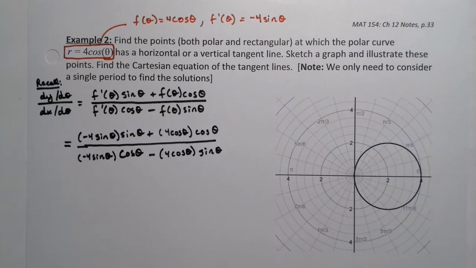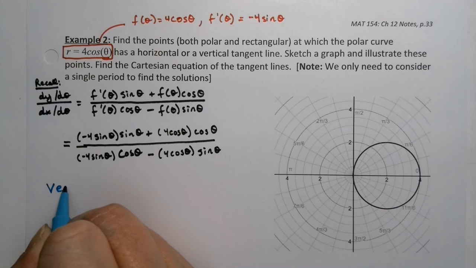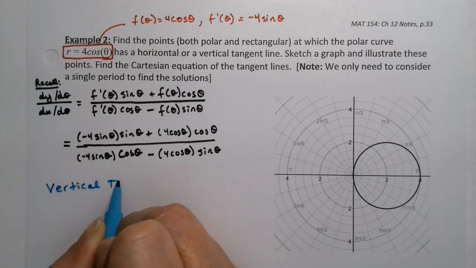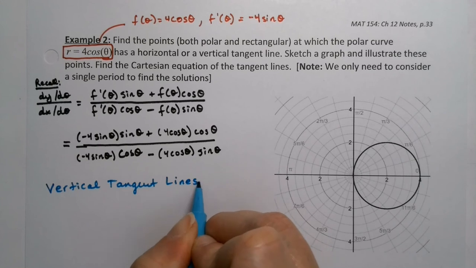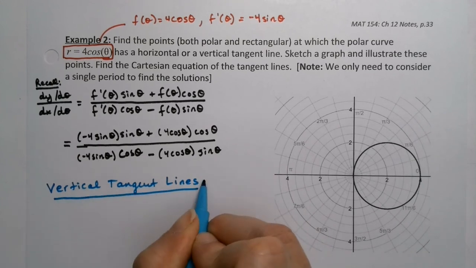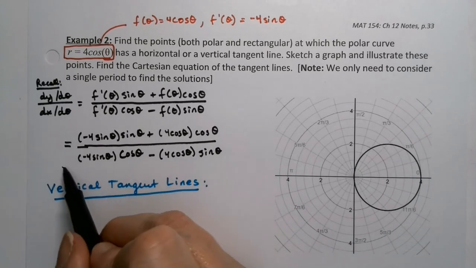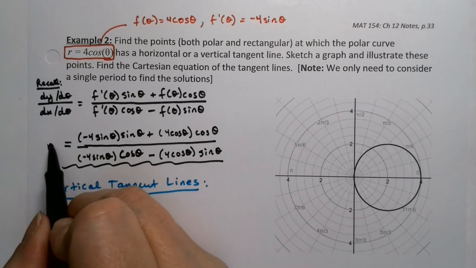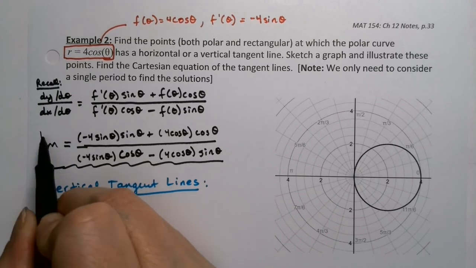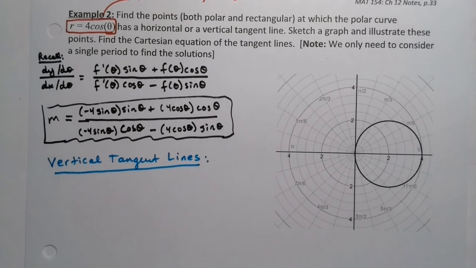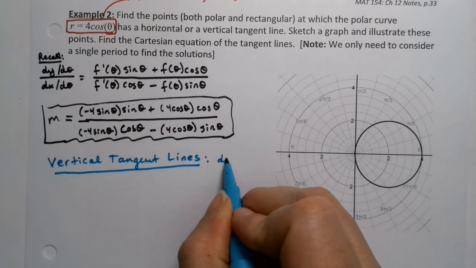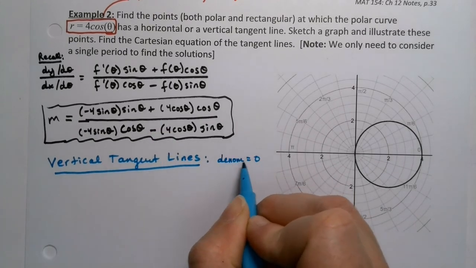When I want vertical tangent lines, the vertical tangent lines are going to have a denominator equal to 0. So let's start with the vertical. You'll notice that this problem is going to take us 2 pages. We'll do vertical tangent lines on this page, and we'll do horizontal tangent lines on the other page. So this is M right here. We could put it in a little box because we're going to keep referring to it. Okay, so the vertical tangent lines will have the denominator equal to 0.